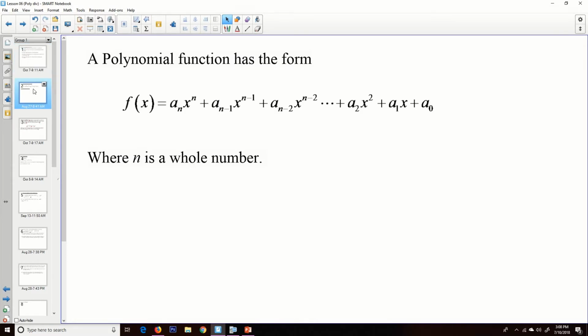So real quick, a polynomial function has the form where f of x equals a sub n x to the n, with all of these possible terms. And again, we've seen that before. N has to be a whole number. And so we're talking about division today.